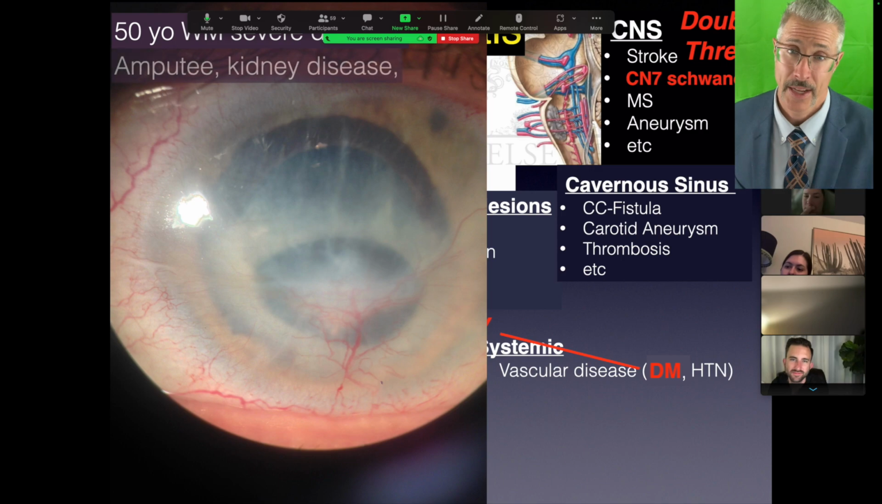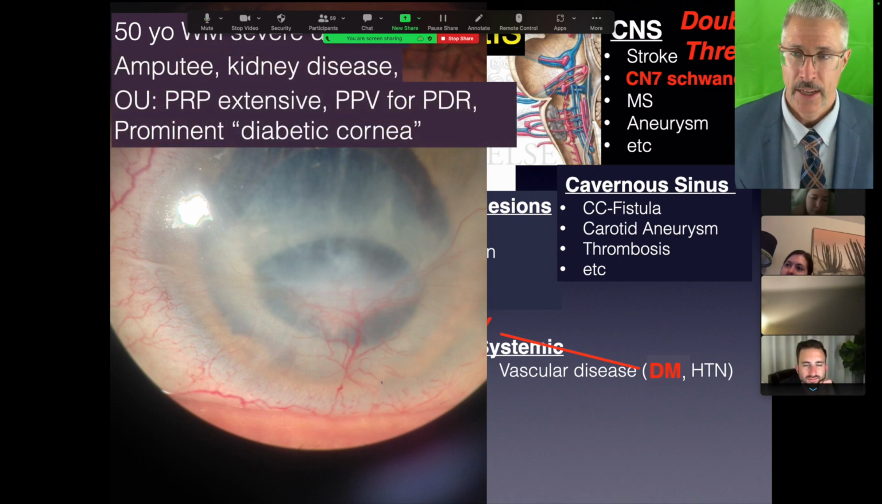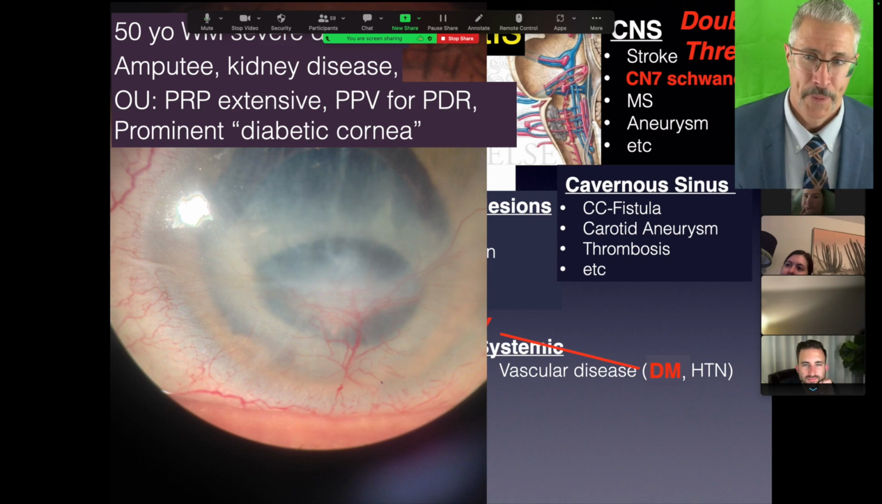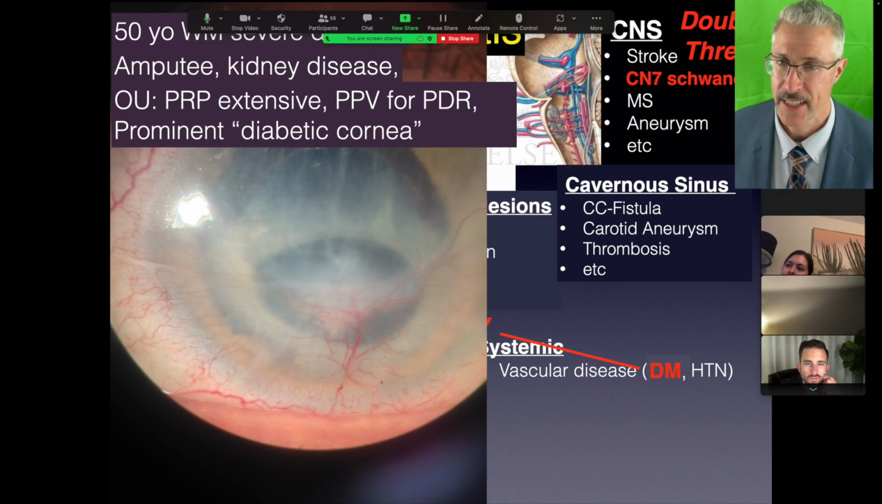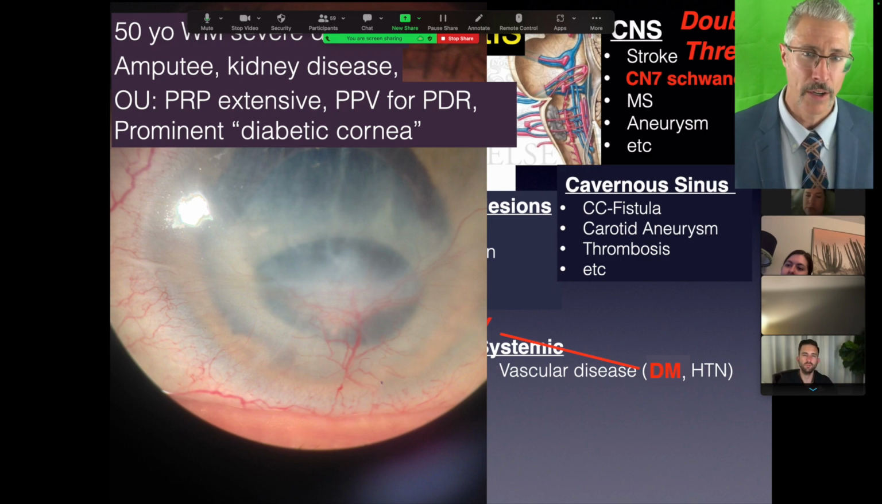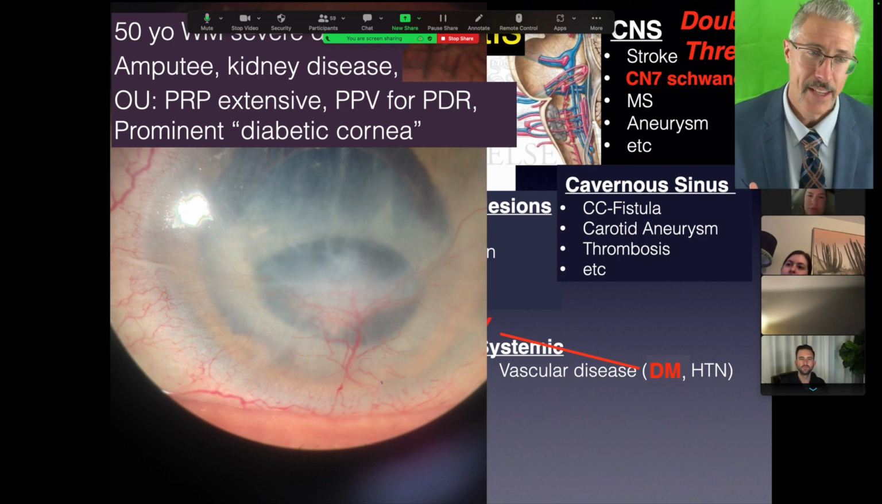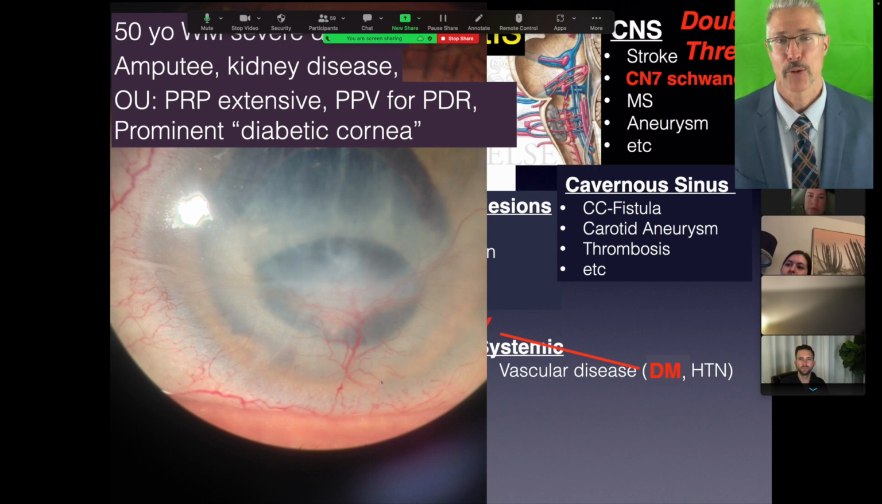Anyway, this is from the Lock and Load Injection for Infection lecture. Cool lecture, but he's the last case. Amputee who has kidney disease, and he, years ago, had PRP extensively and vitrectomies for PDR and tractional retinal detachments, OU. And he actually has like a diabetic cornea. His ischemia is so bad that he had a neovascular membrane going into his cornea.